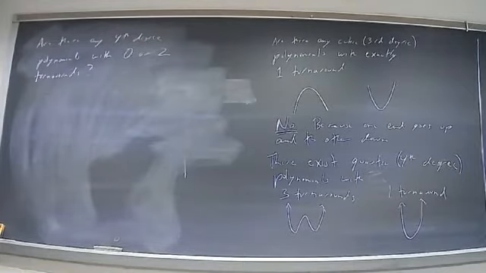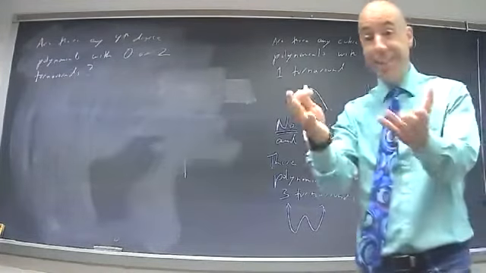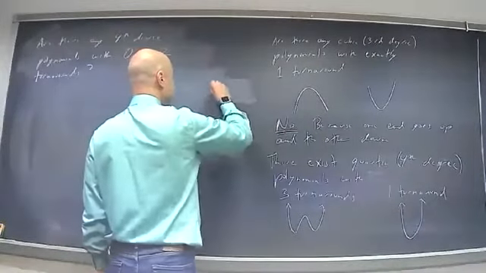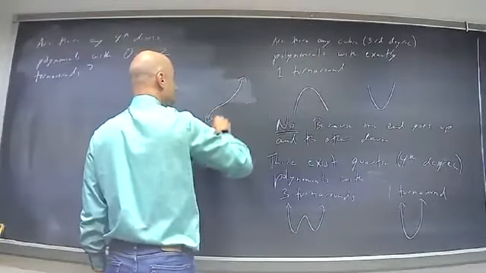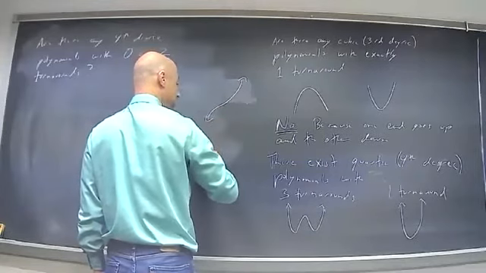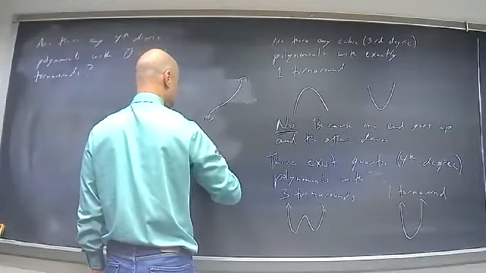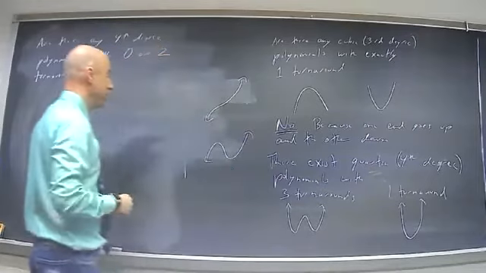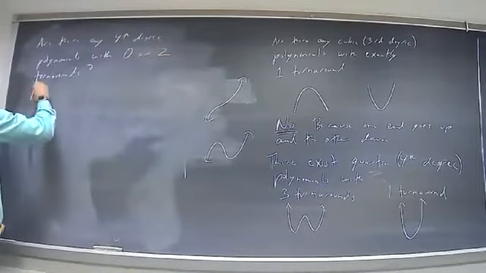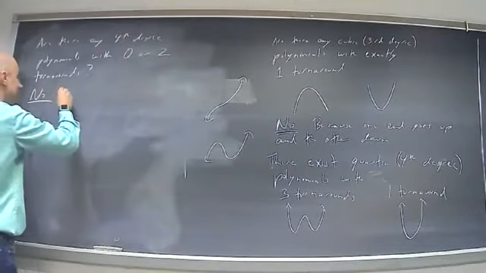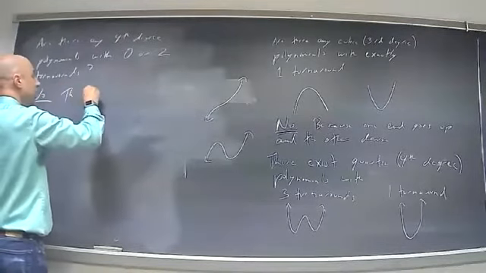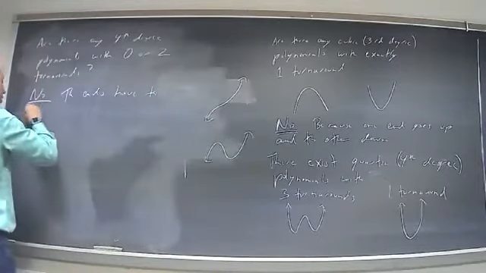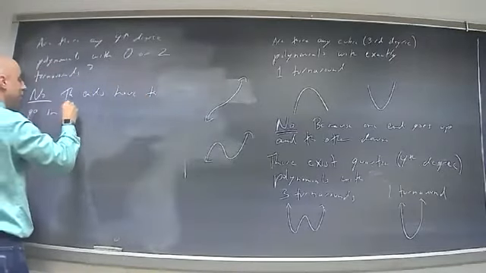Remember, isn't it no because they both go in the same direction? Yeah, because the ends both go in the same direction. If you had 0 turnarounds, the ends would have to go in opposite directions. Or if you had 2 turnarounds, the ends would have to go in opposite directions. But they go in the same direction. The answer is no. The ends have to go in the same direction.